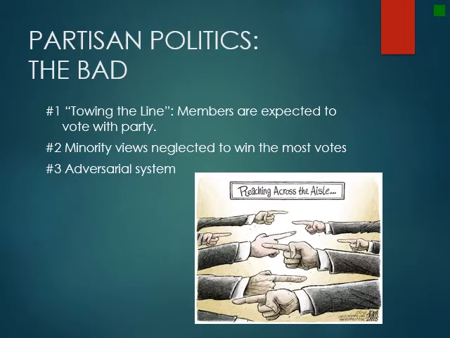So, what's wrong with partisan politics? That means party politics. Well, for one thing, as a member of a political party, you are expected to follow the party line. That means that if your party leader believes something or plans to pass some sort of law that you disagree with, you can't publicly contradict that or vote against your party.